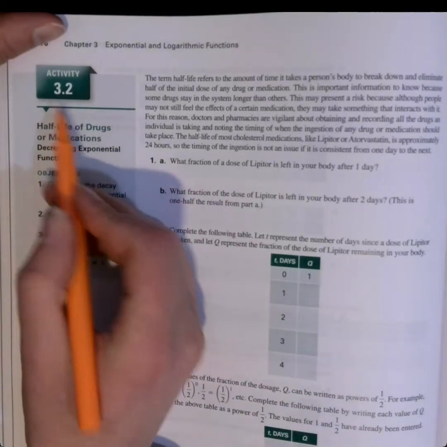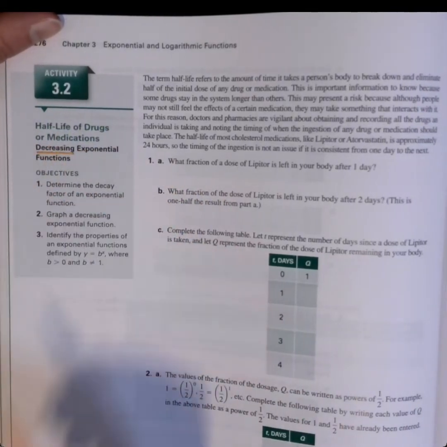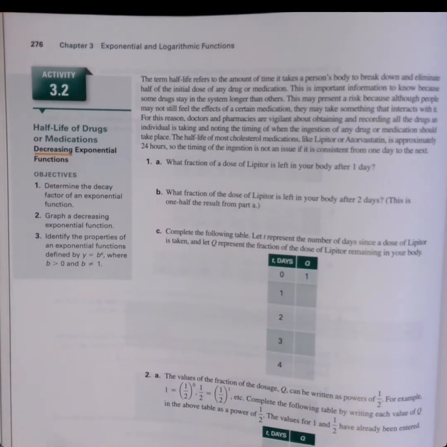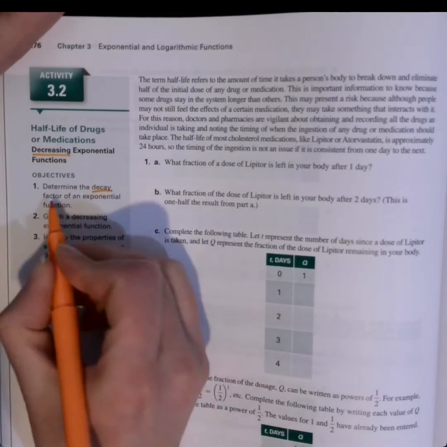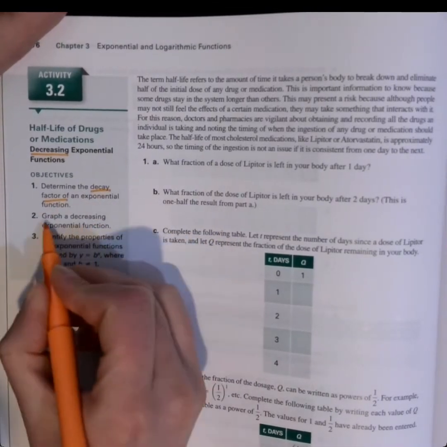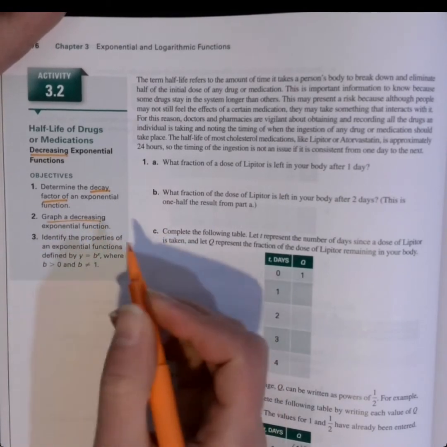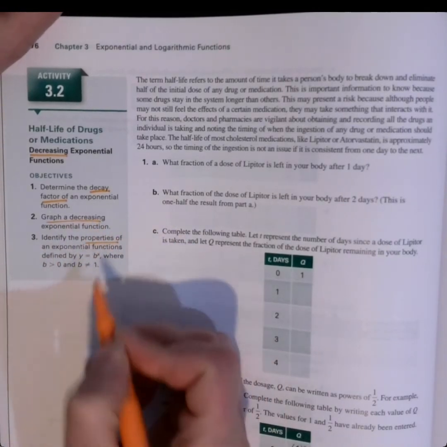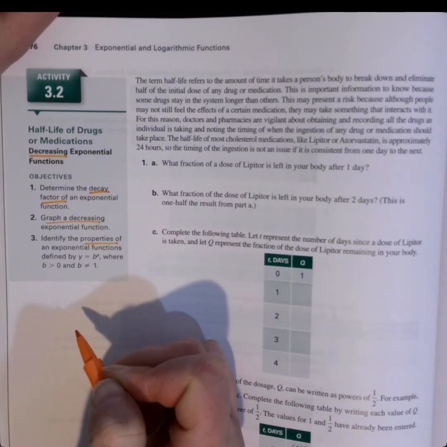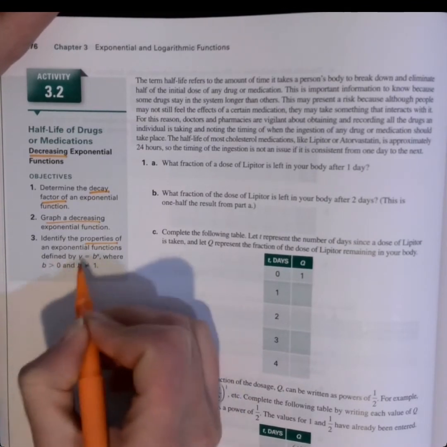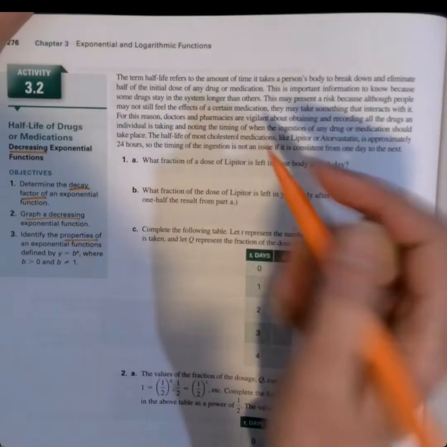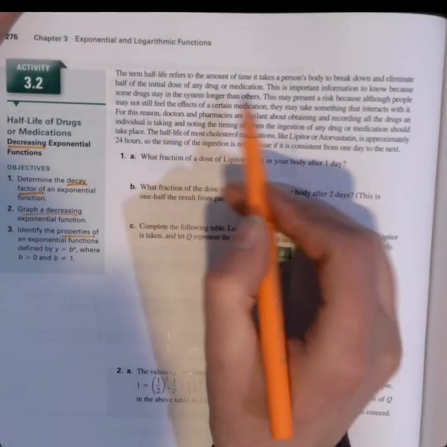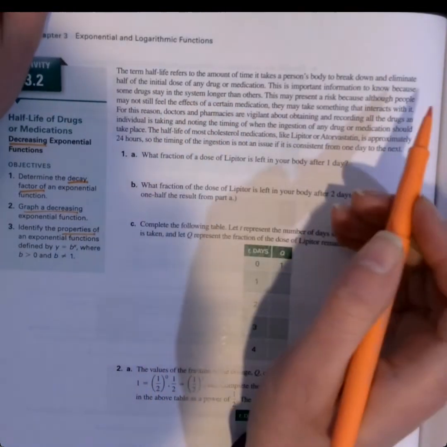In section 3.2, we're ready to look at our decreasing exponential functions. So we looked at primarily increasing functions in the last section. In a decreasing exponential function, we're going to talk about the decay factor, and we're going to graph those decreasing exponential functions and talk about the properties of those decreasing exponential functions when we talk about the b that goes along with them.